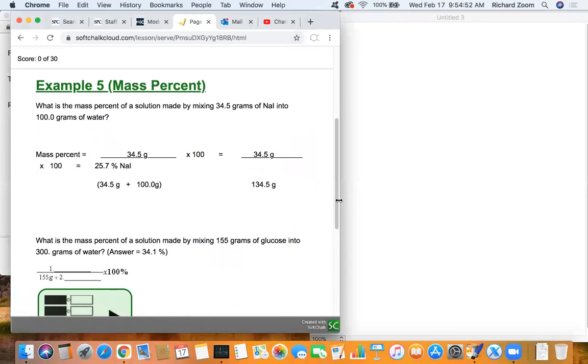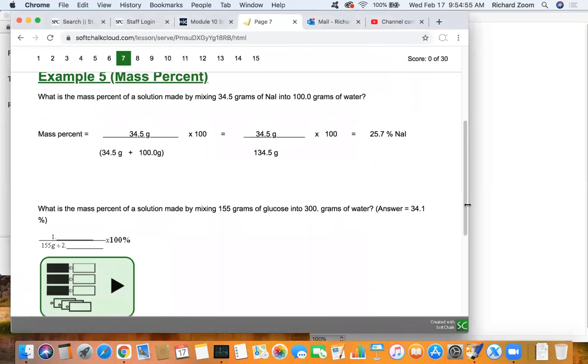Okay, one of the other things you'll see to express concentration is a mass percent situation. Now, mass percent, if you think about it, a percent is always part divided by whole. If I wanted to figure out the percentage of females on the call, I'd count up the number of females and divide by everybody. So part divided by whole there, and then multiply that by 100%. It's the same kind of thing here. We have 34.5 grams of sodium iodide, and we divide that by the total, which is the 34.5 plus the 100.0. And that gives us the mass percent, so that would be 25.7%.